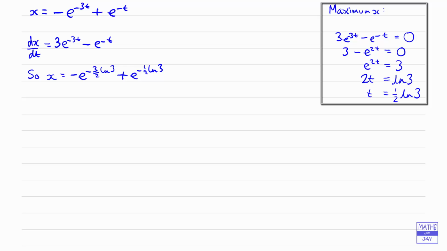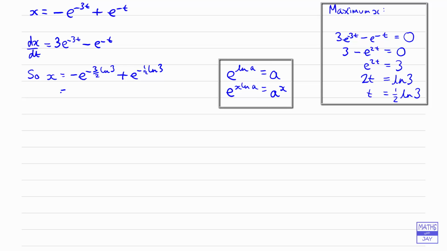And remember that you know that e to the log a is equal to a, because log of a, well, that's log to base e, so e and log are inverse functions, so that's true. And then also e to the x log a is equal to a to the x. So that when we're looking at this, we can say that this is equal to minus 3 to the minus 3 over 2 plus 3 to the minus a half.